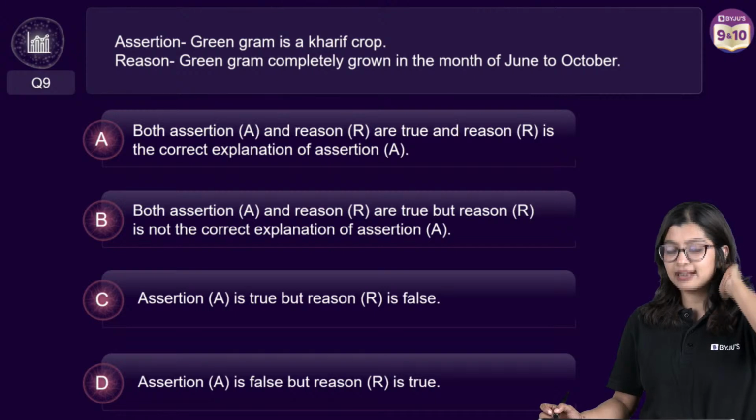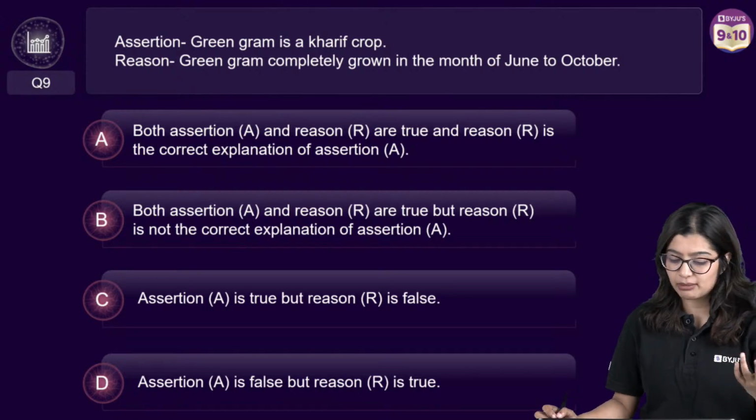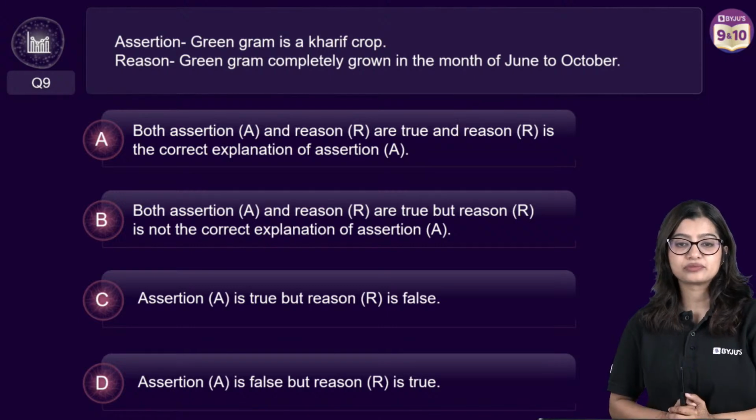Assertion statement says that green gram is a kharif crop. Reason being that green gram is completely grown in the month of June to October.